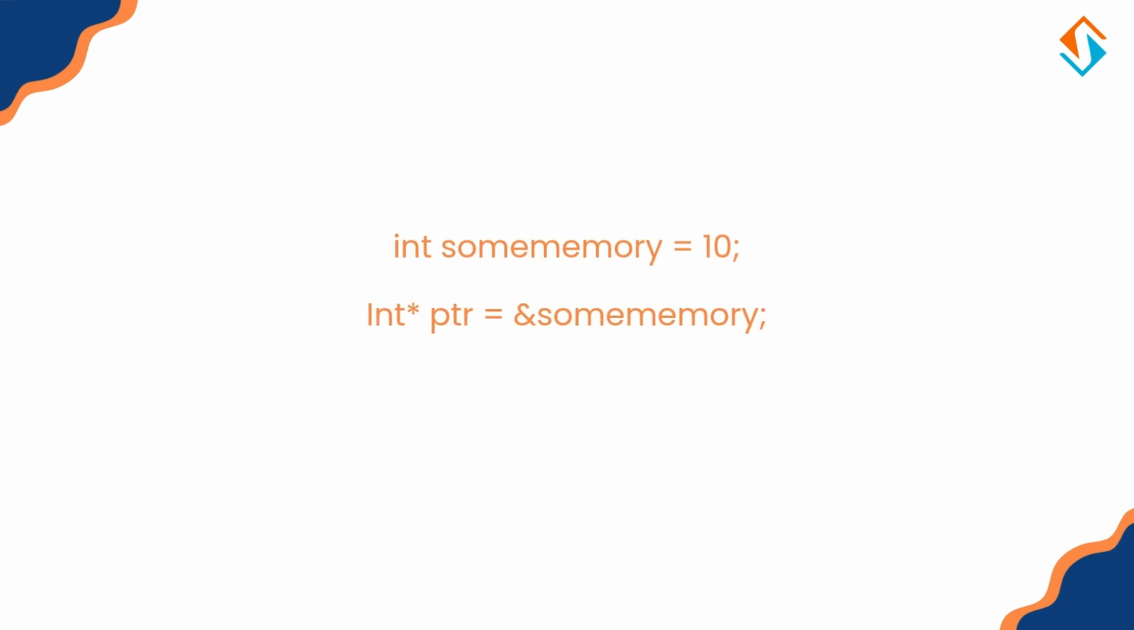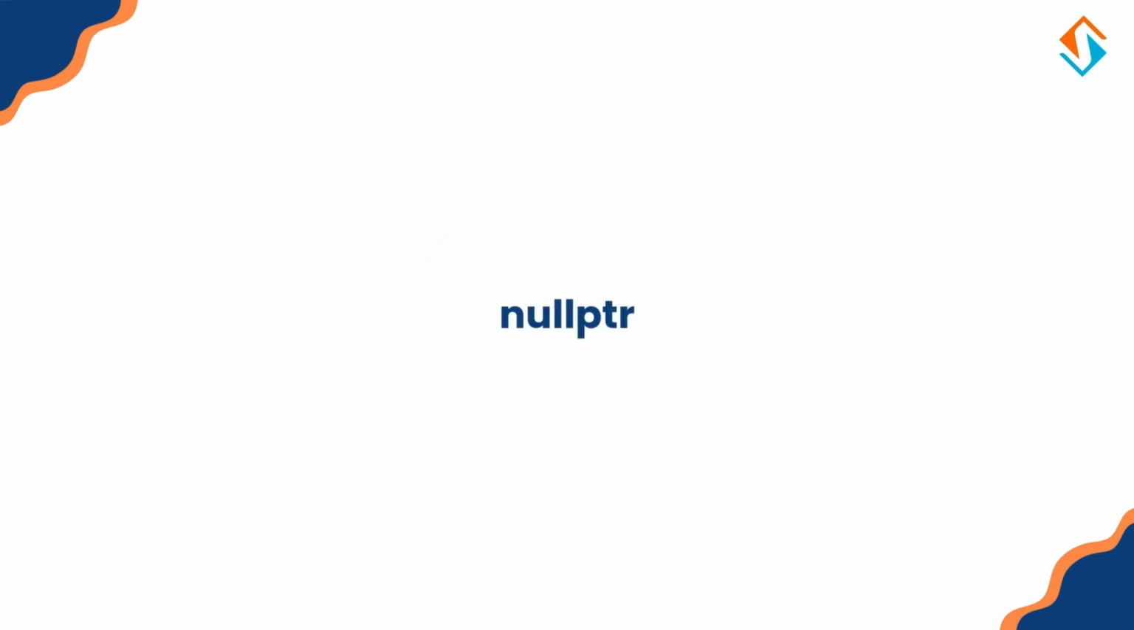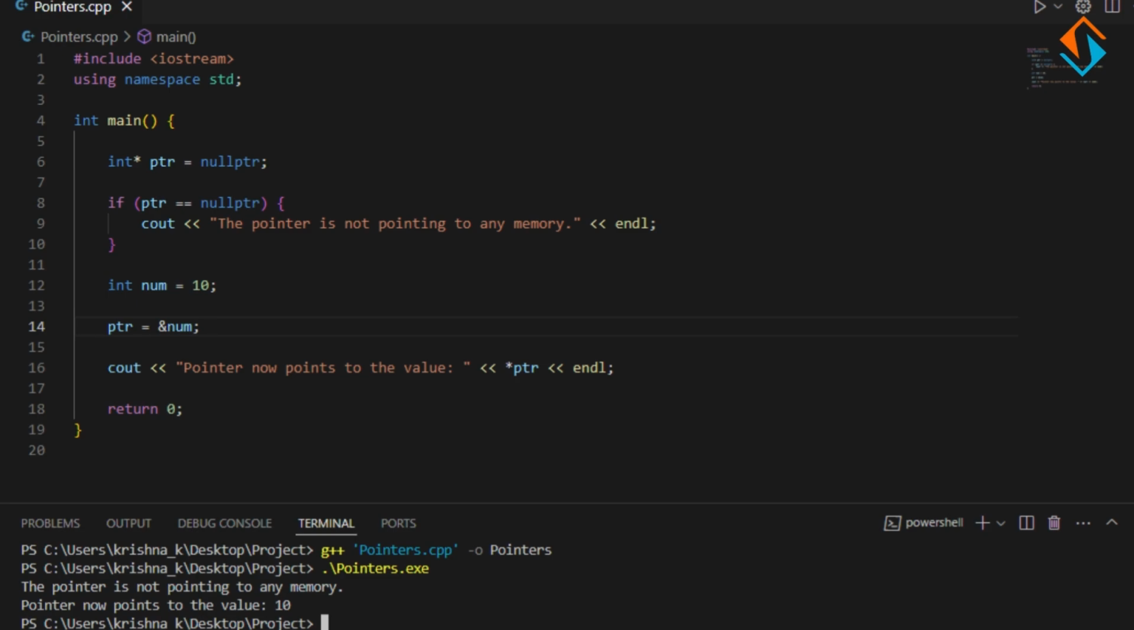Now let's say you have a pointer, but you don't want it pointing to any valid memory address yet. That's where nullptr comes in. nullptr is a special constant that represents a null pointer, meaning it points to nothing. This is safer and more modern than using NULL or zero in older C++ code.